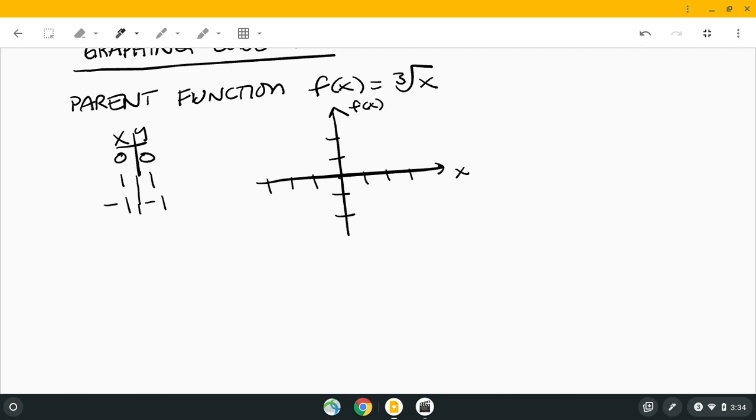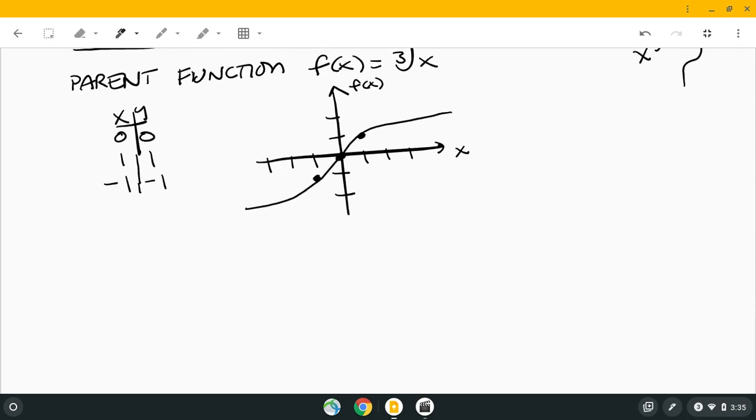All right, so I have a point at (0, 0). I have a point at (1, 1). And I also have a point at (-1, -1). Okay, so it might look like it's going to be a line, but if you remember the graph of x cubed, it was like that, right? So very similar to this, except it's going to be sideways. So here, it's going to go like that. Okay, so that's our parent function for the cube root function.